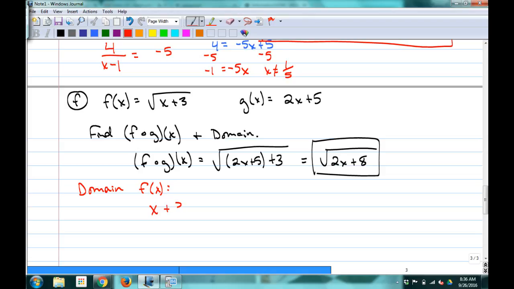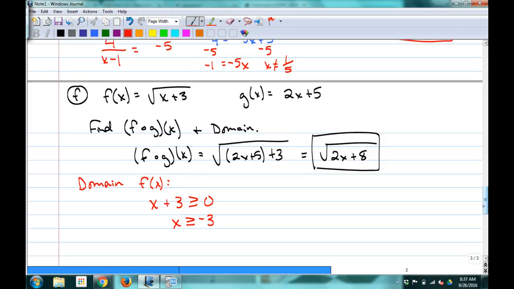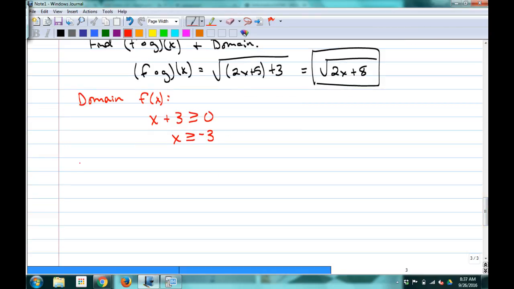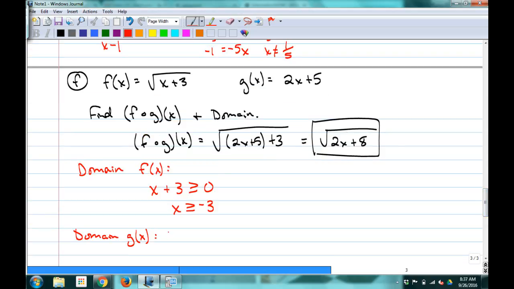Set what's underneath the square root greater than or equal to 0, right? So x ends up being greater than or equal to -3. So that's the domain for f. The domain for g was a little easier because it's just linear. And the domain for that linear piece would be -infinity to +infinity. So no restrictions on g of x.